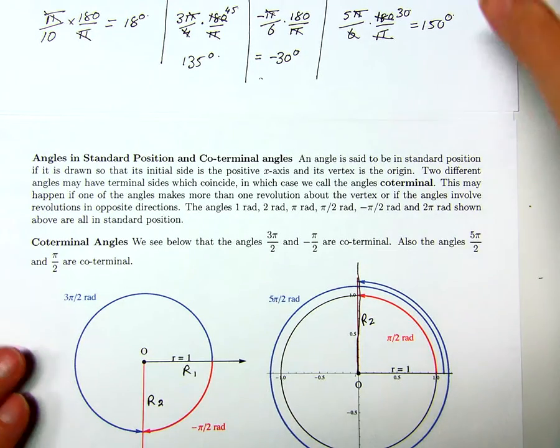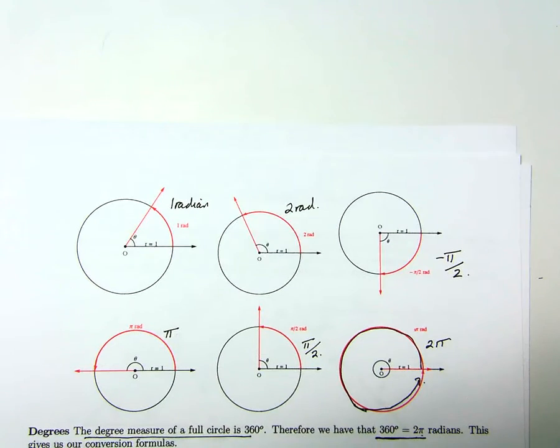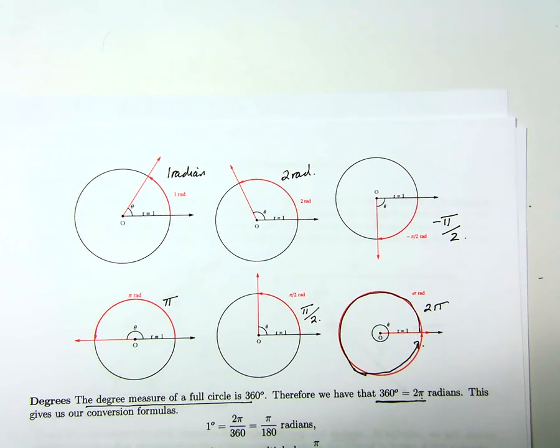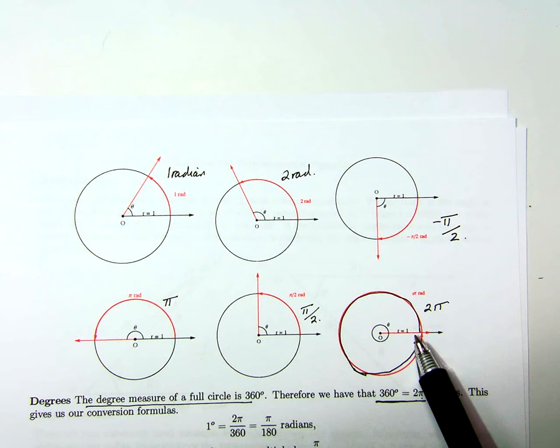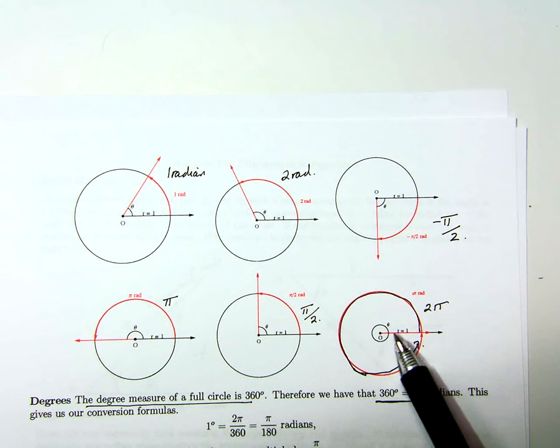Also, all of the angles we showed previously are in standard position, and this is very important, to put angles in standard position. Later, when you see how to use the unit circle to calculate trigonometric functions, it's very important that the angles be placed in standard position as they are here.